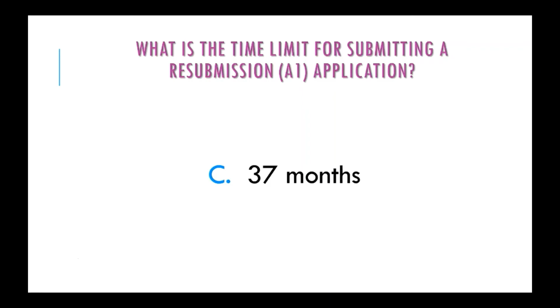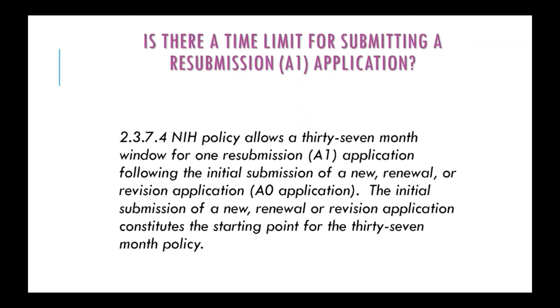Now, next slide, and I'll show you the policy. 2.3.7.4 allows for one resubmission, a 37-month window. The initial submission of that new application is the starting point for the 37 months. Now, you might ask, how can that possibly work? For most science, 37 months would be inappropriate. The science would progress so that the original application would no longer be relevant. But that still is what policy allows for at this point. So the urgency to resubmit may not be so great for some research. Next slide, please.